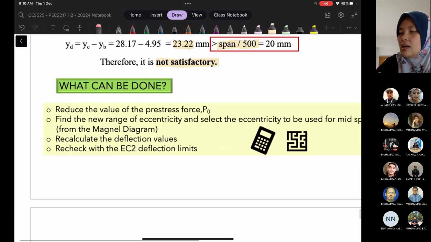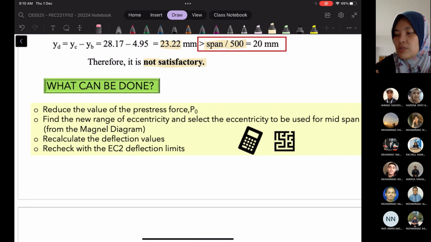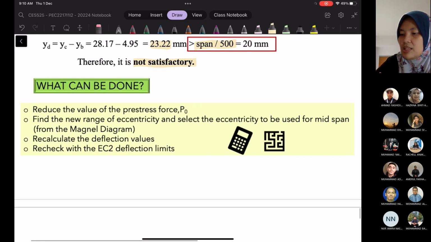Then the next is to find the new range of eccentricity and select the eccentricity to be used for mid-span, from the Magnell diagram, or we can also recalculate the deflection values, right? So recalculate maksudnya tengok balik lah kita punya calculation, and then recheck with the EC2 deflection limits, right? So ini adalah options yang kita boleh buat lah, right? So we can reduce dia punya value, right?